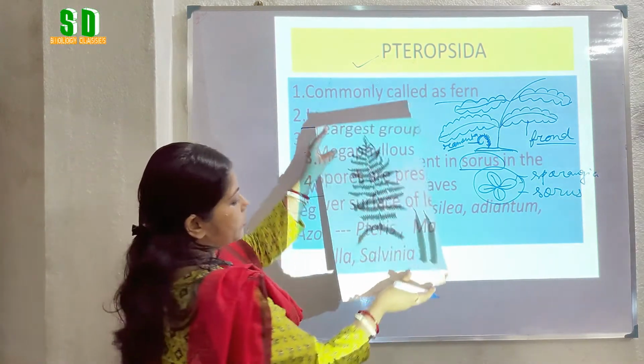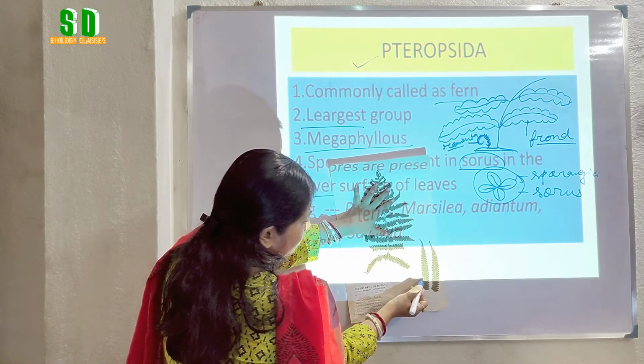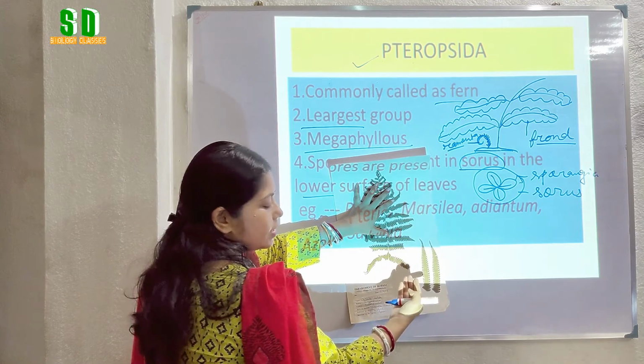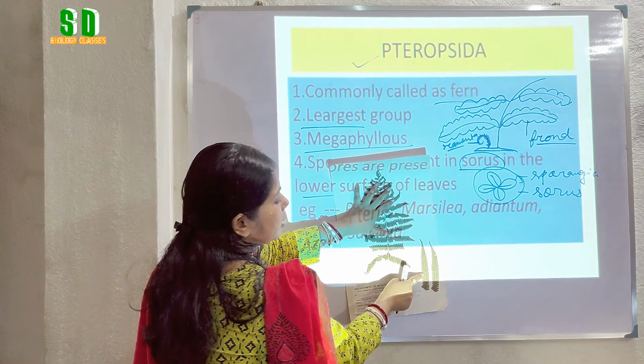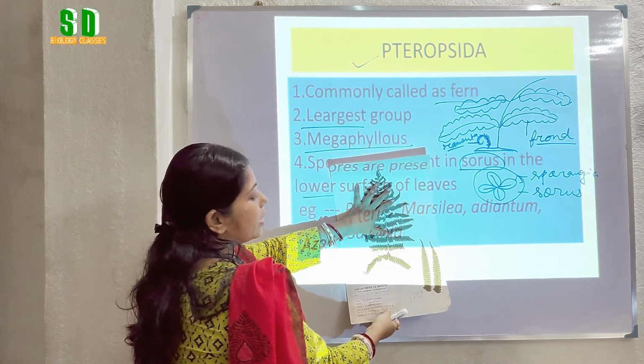And the sorus is present, you can see here the very small, minute brown colored structure. The sorus is present on the lower surface of the leaf. On the lower surface of the leaves you can see the sporangia or the sorus are present. Here the cone-like structures are absent.